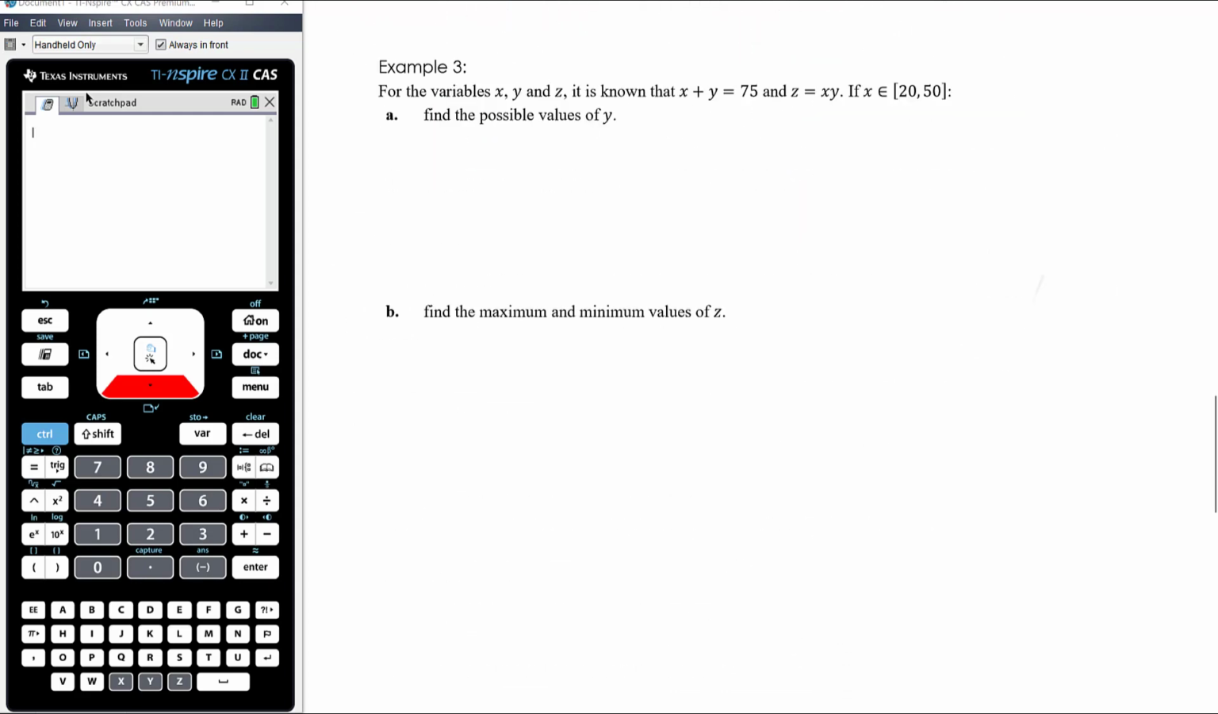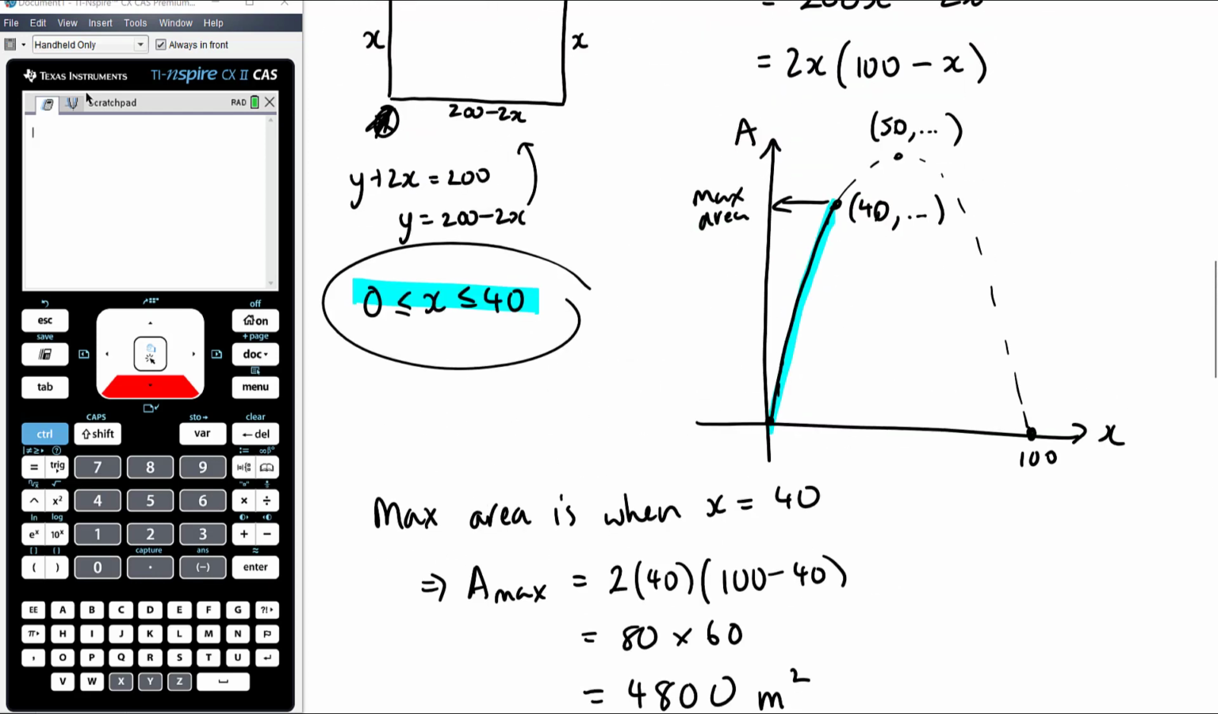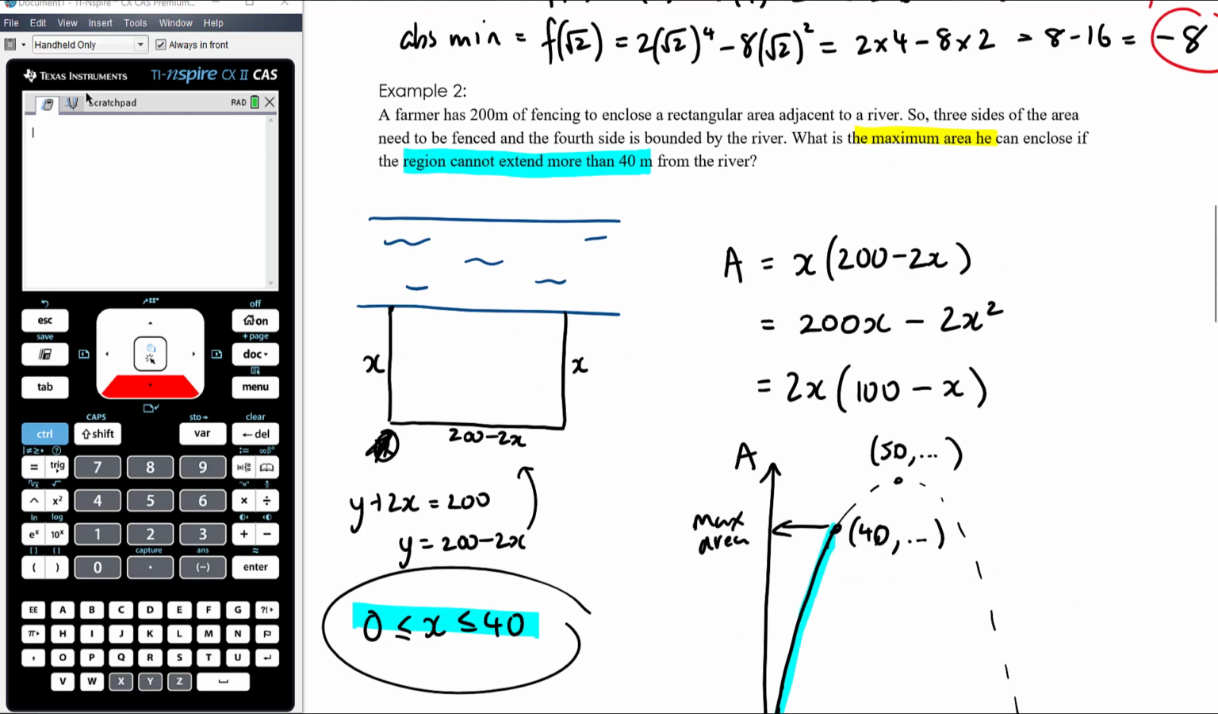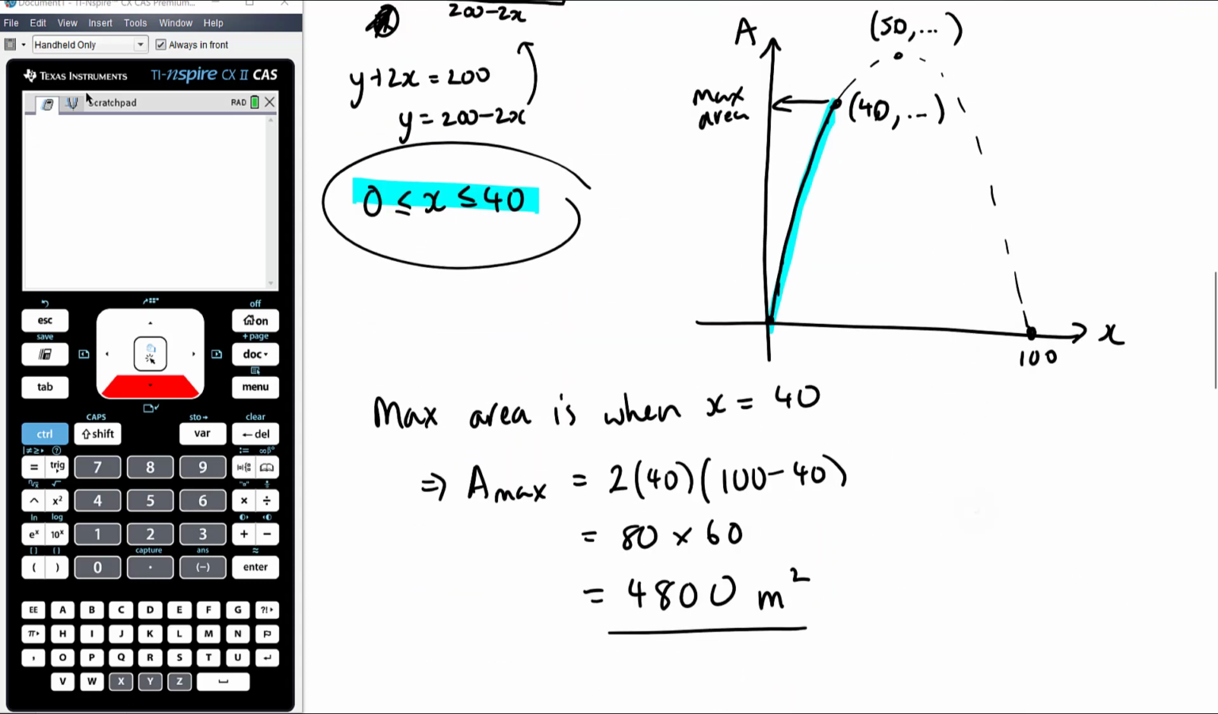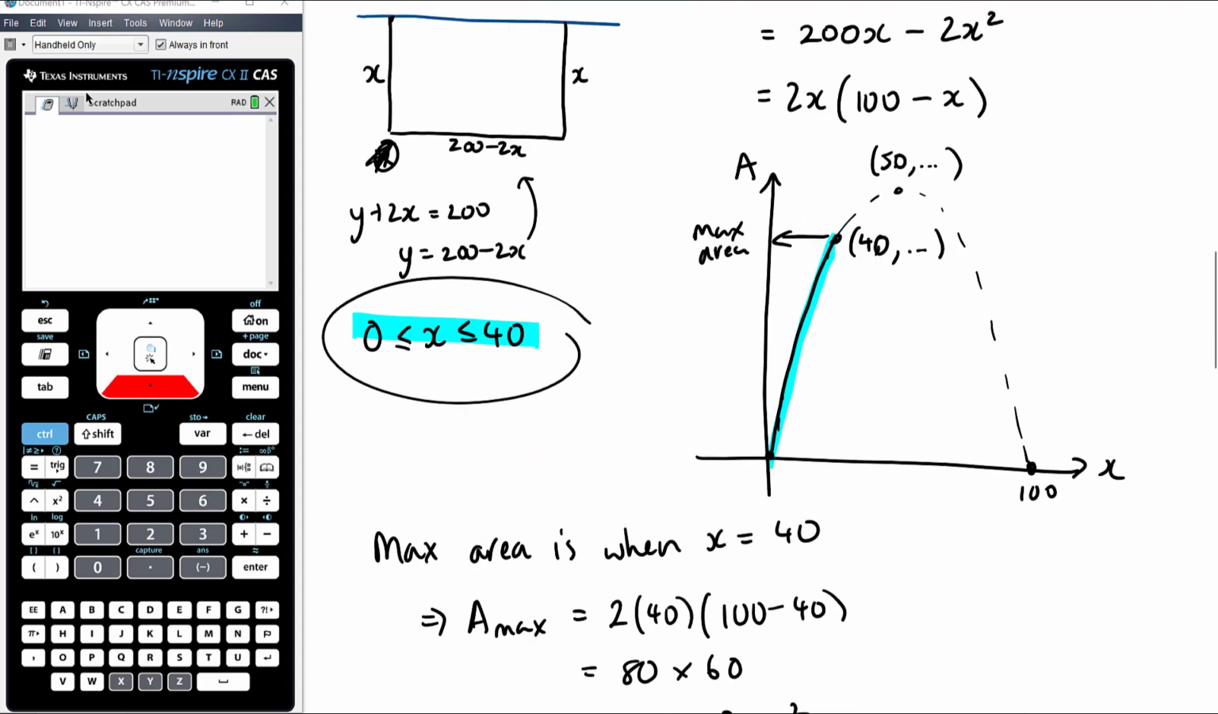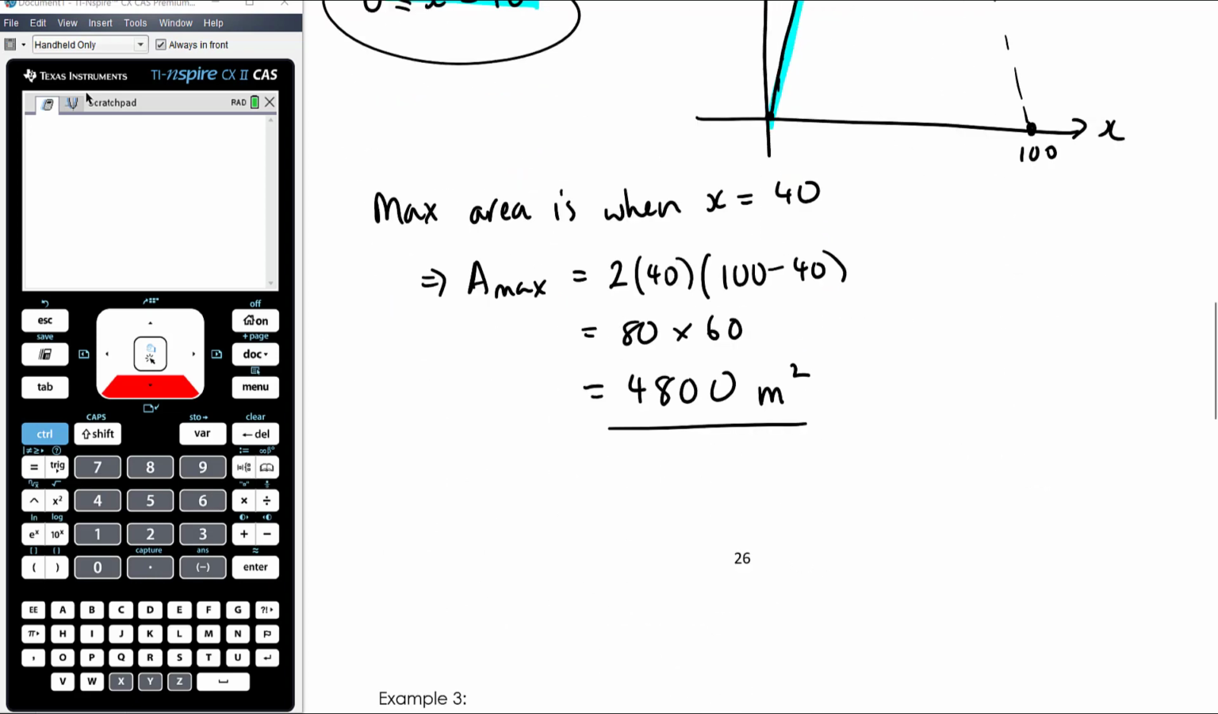Okay, example 3. Now let me just be clear, I answered all those questions. Actually, did it ask for the dimensions? What is the maximum area he can enclose? Yeah, okay. So if it asked, and what are the dimensions of the paddock, then obviously it's 40 meters by 200 minus 2 times 40 by 60 meters.